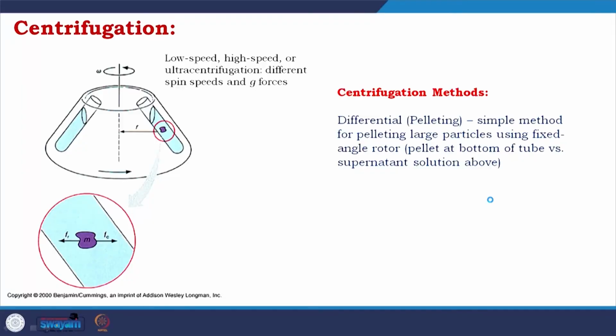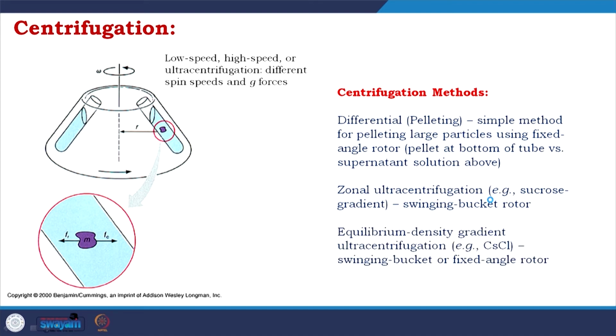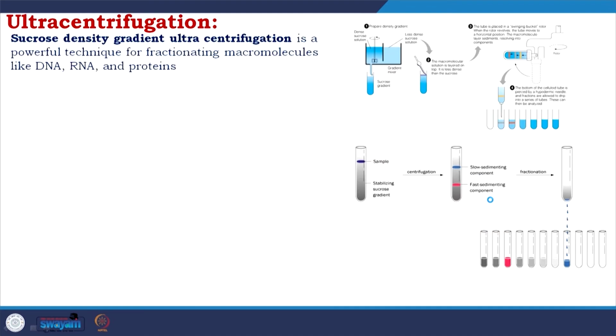So, centrifugational methods: differential, which is pelleting, a simple method for pelleting large particles using a fixed angle rotor, with the pellet at the bottom of the tube versus the supernatant solution above. So, the pellet would be at the bottom, you will throw away the supernatant if you do not need it, and you take the pellet, there is your cell or what you need. Zonal ultracentrifugation uses a sucrose gradient and it would be in a swinging bucket rotor. Equilibrium density gradient ultracentrifugation uses cesium chloride, with a swinging bucket or fixed angle rotor, both are validated. So, these are the processes.